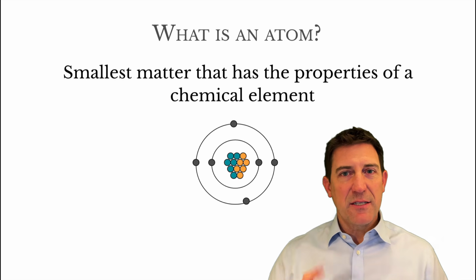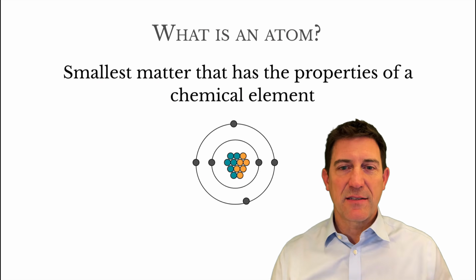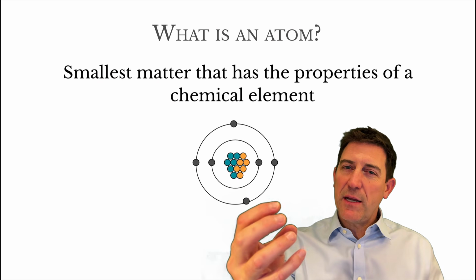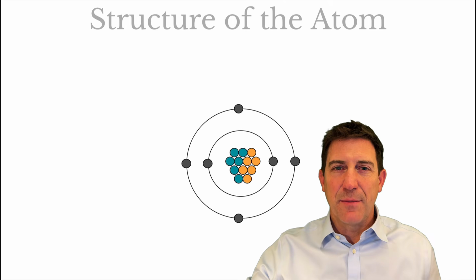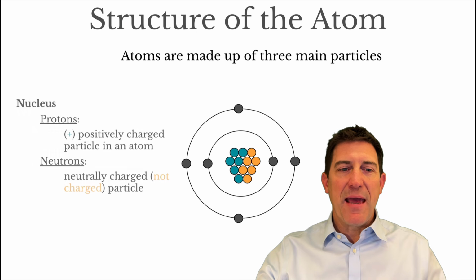Let's start here. We need a simple working definition for an atom, and this is the one we use in my class: the smallest matter that has the properties of a chemical element. Basically, if you try to break it up into smaller pieces, well, then it no longer is going to act like that element. So, to the structure of the atom, atoms are made up of three main parts.